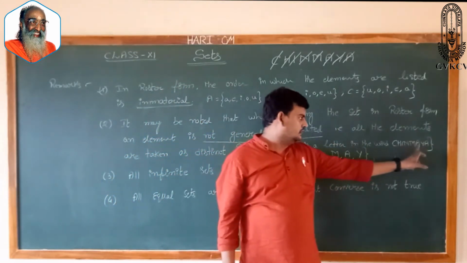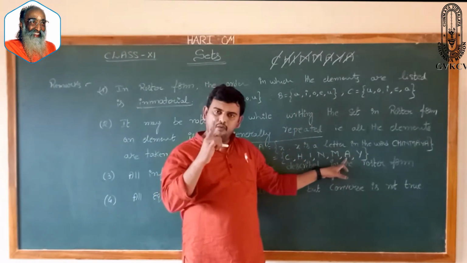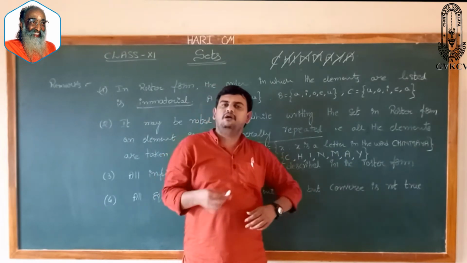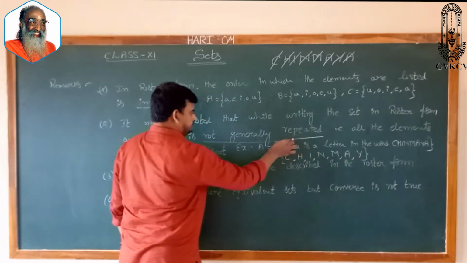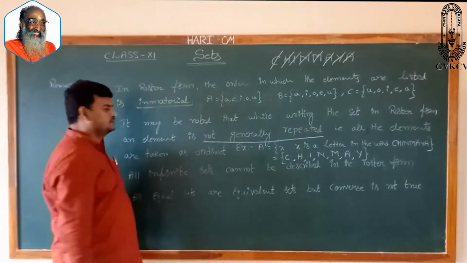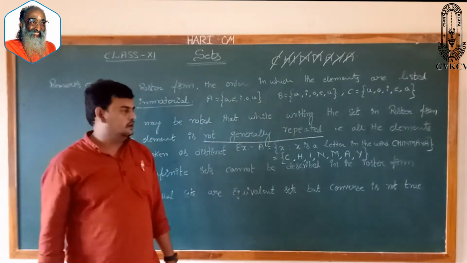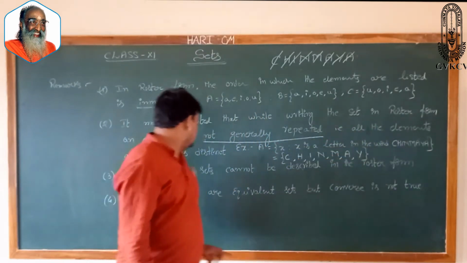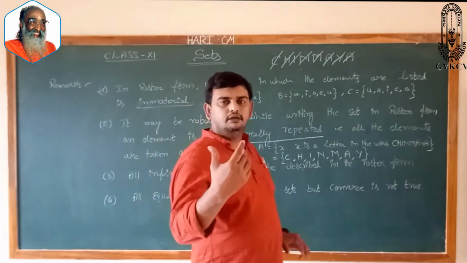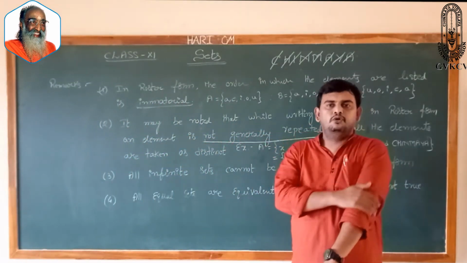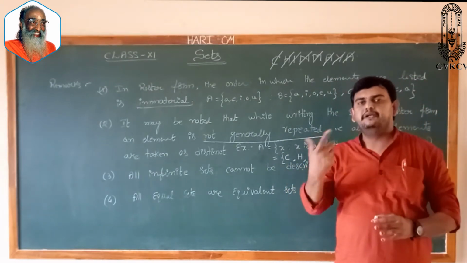C-H-I-N-M-A-Y-A. Here the letter A is repeated twice, but we have taken it only once. You don't need to write it 2 times or 3 times. That is the point given here. So in roster form, an element is not generally repeated. That is, all the elements are taken as distinct. Distinct means different. So whatever elements we have in a roster form, all the elements must be different.